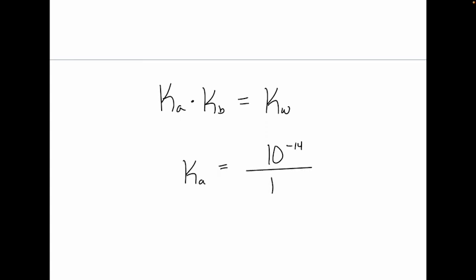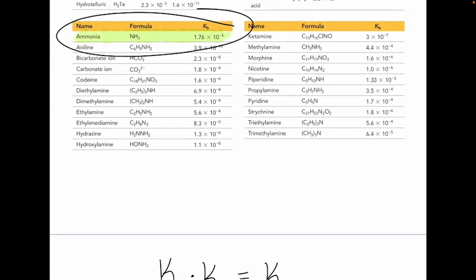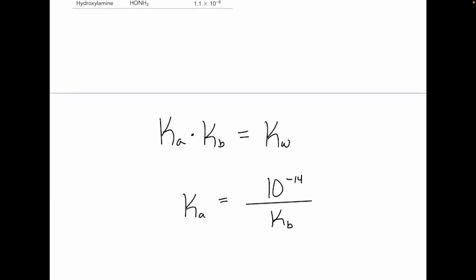Right, we have that relationship for conjugate pairs between their Ka and their Kb. The product, Ka times Kb, is always that same magic number, the Kw, which is 10 to the negative 14. So if I rearrange this equation here, I can find my Ka by dividing 10 to the negative 14 by my Kb. Again, the Kb I get from my table here. In this case, it's 1.76 times 10 to the negative 5.